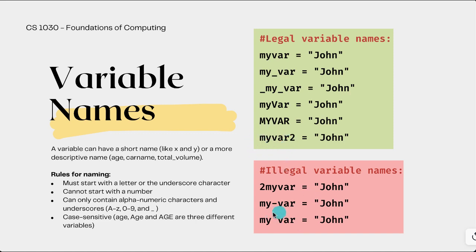You can see that you're not allowed to use dashes in your names. So make sure that your names do not include numbers at the beginning, dashes in the middle, or any spaces. Remember also that variable names are case sensitive. So age with all lowercase, Age with a capital A, and AGE with all capitals are 3 different variables. So make sure that you're keeping in mind case sensitivity for Python.